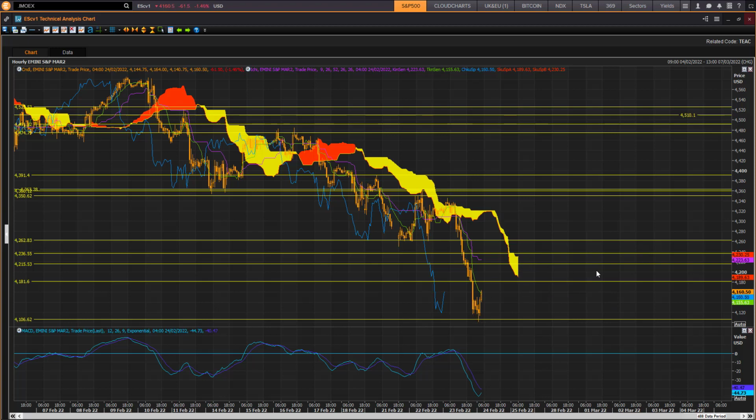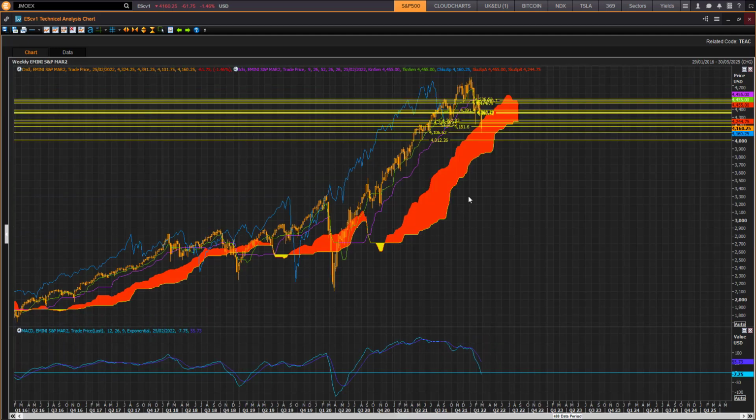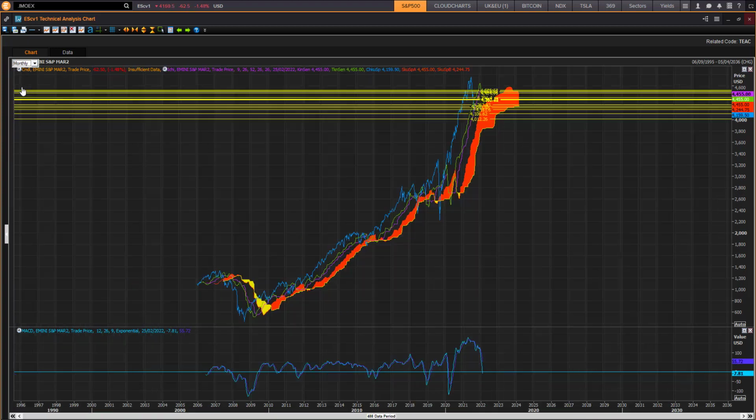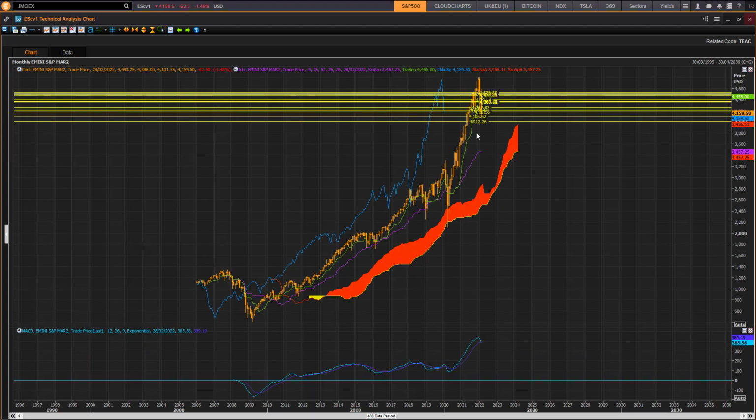So hourly bearish, 4-hour bearish, daily bearish, and on the weekly now, we can see we found support within the cloud, but we're still above the cloud there. So the weekly is still somewhat okay. But do remember the market is incredibly extended. If we look at the monthly and quarterly, there's some significant downside correction risk in this current bear market in the S&P.